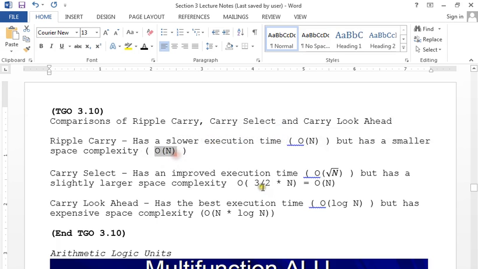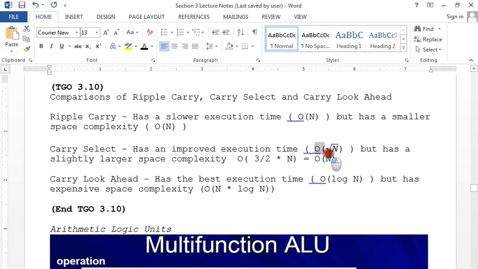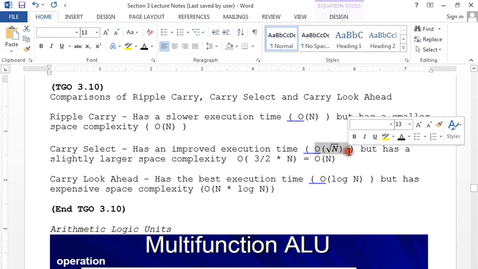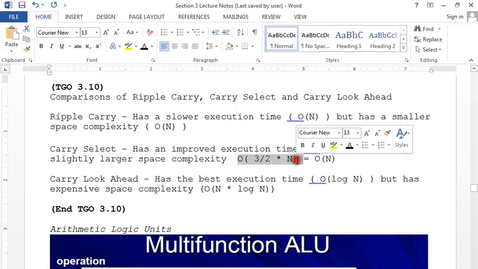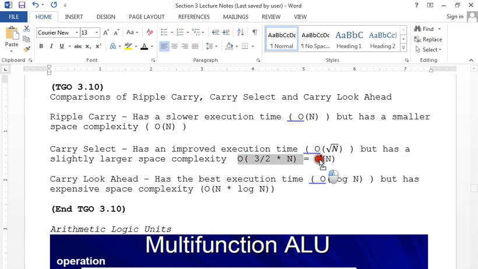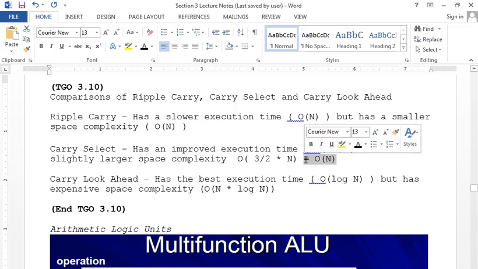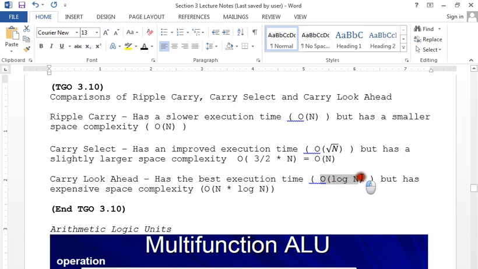So big O of n is the slowest execution time, for ripple carry, but it is the lowest amount of space. Carry select is big O root of n for time, but requires more space, big O 3/2 of n, so for those of you who know the notation, it's essentially equivalent. So it's a little more, but it's not exponentially more. And then carry look ahead requires big O of log n time for optimal, but it requires n times log n for space complexity, because it requires a lot more decision logic.